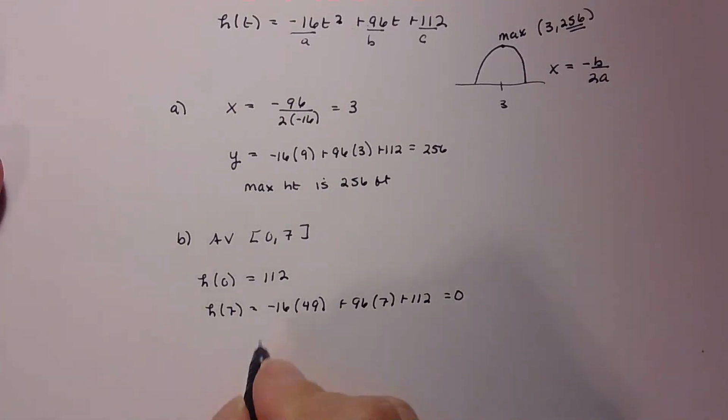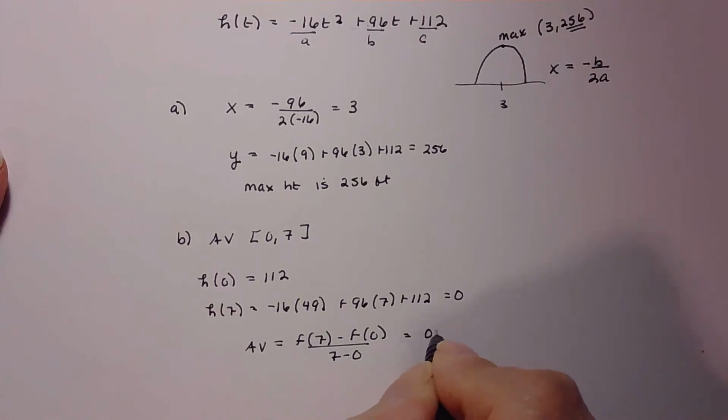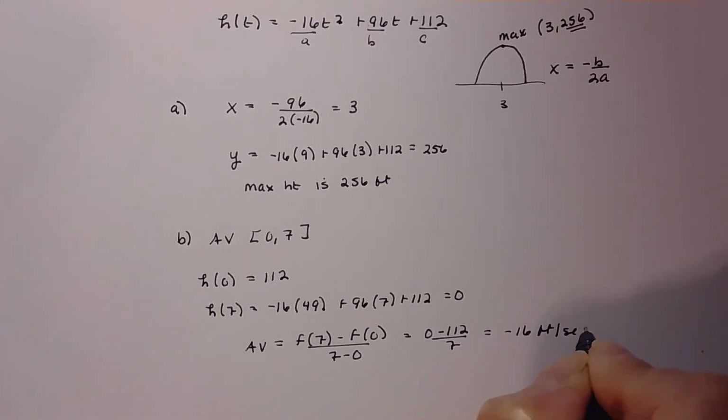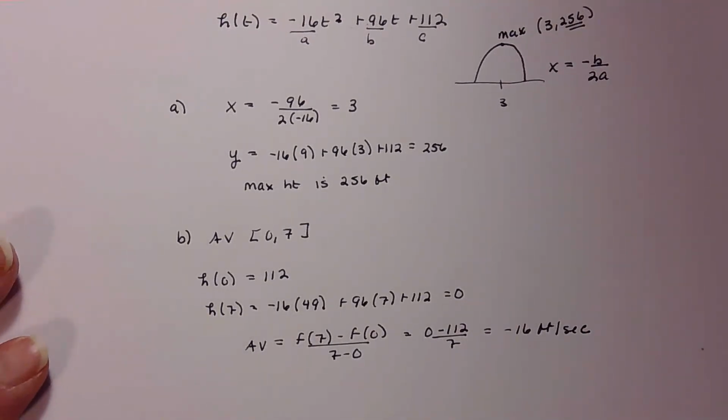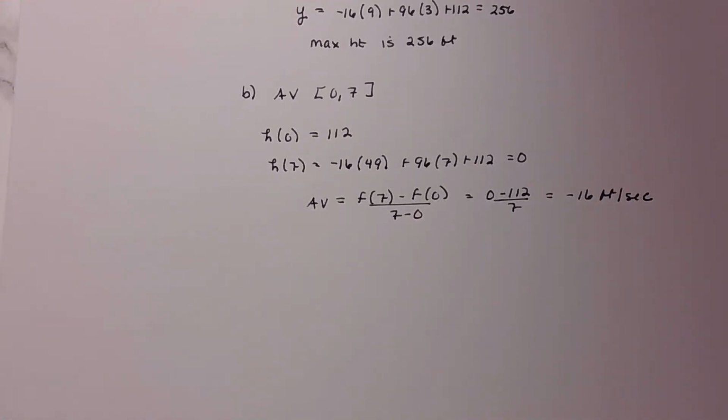So I know my average velocity formula is f of 7 minus f of 0 over 7 minus 0. Well, that's going to be 0 minus 112 over 7, and that's negative 16 feet per second. Okay. Again, I needed my calculator to do some tedious arithmetic, but other than that, not much.